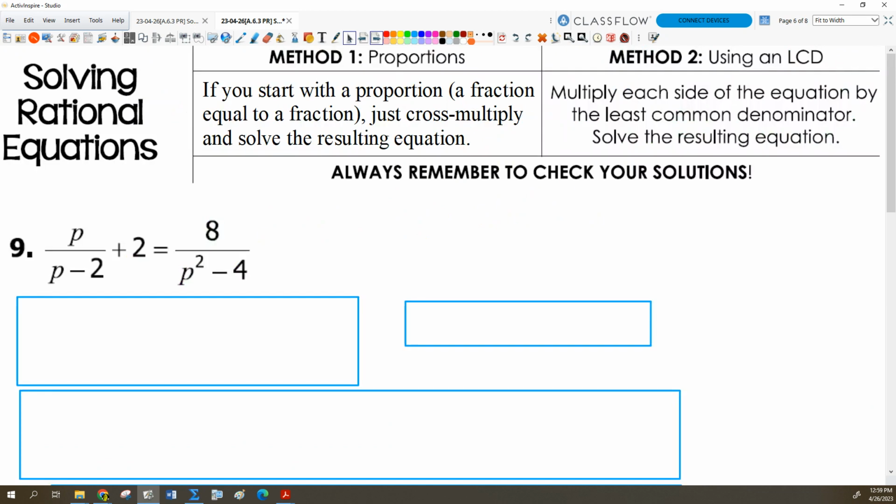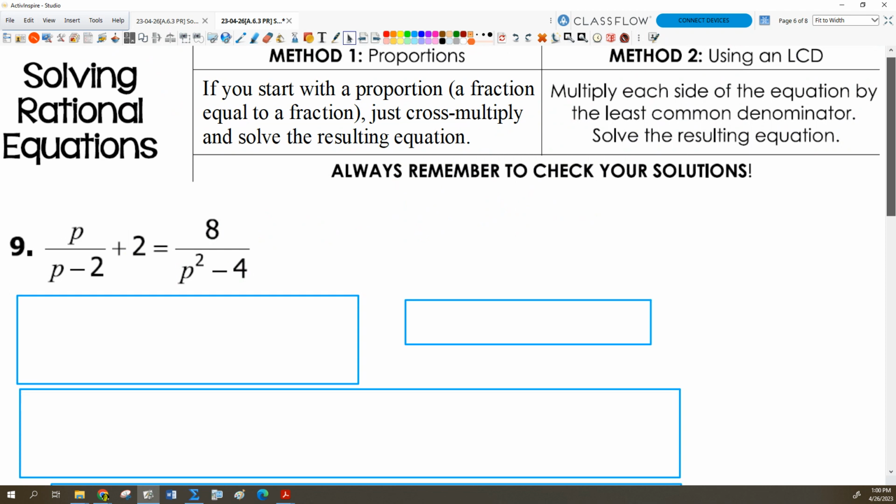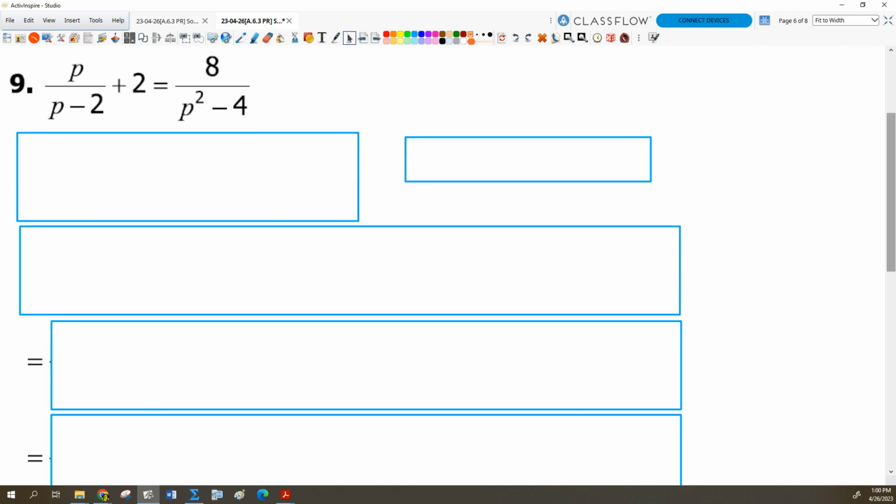Okay, so what about this one? Now we've got a rational equation, and the way we're going to deal with this is method 2 because it's not a proportion. So we're going to have to distribute through the entire equation the LCD. First, though, we got to get the LCD. What's our first step in finding the LCD?